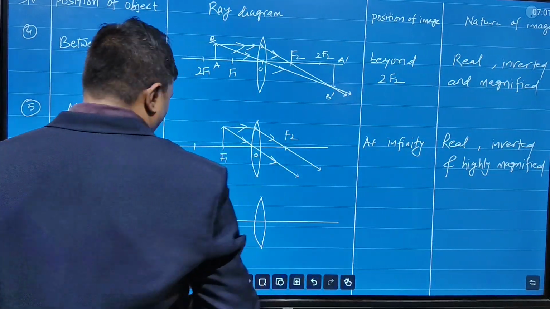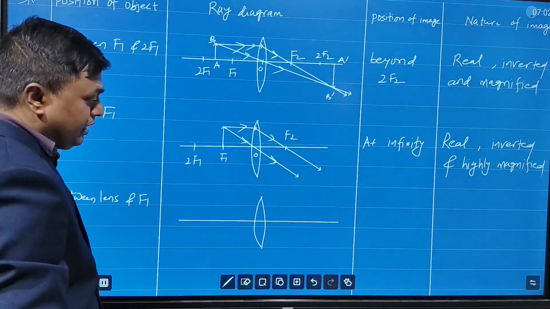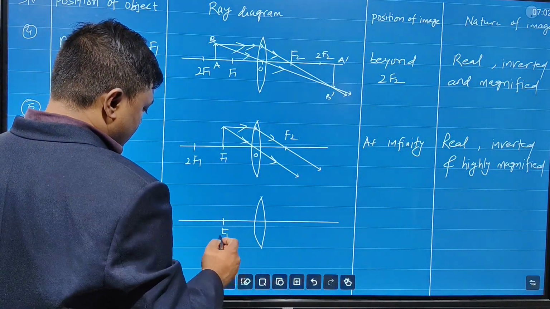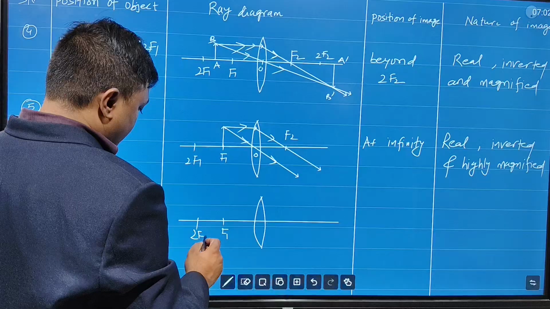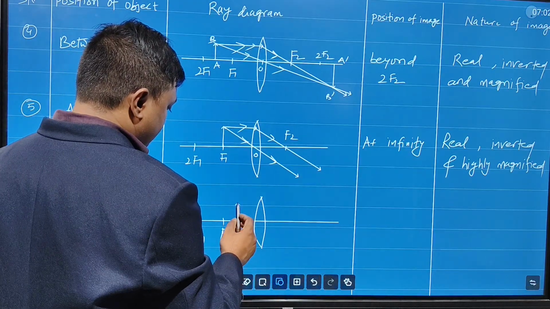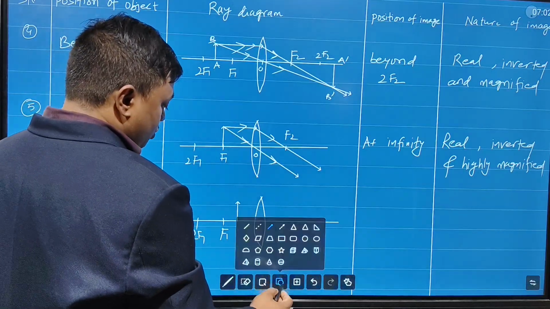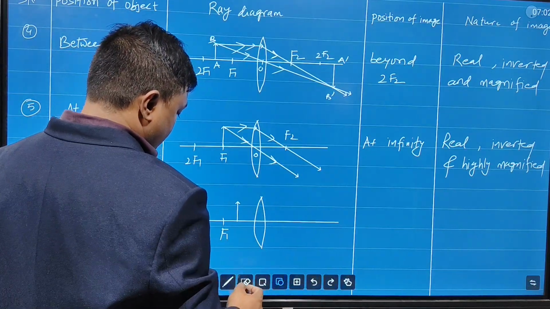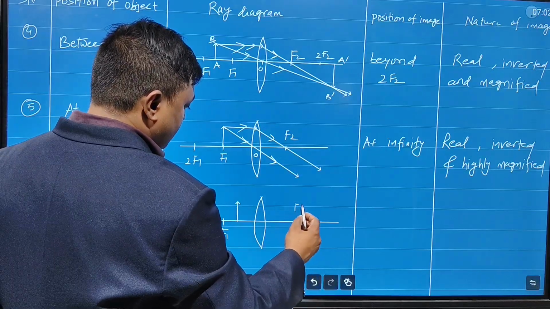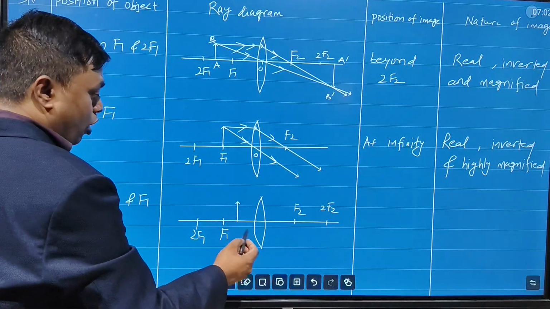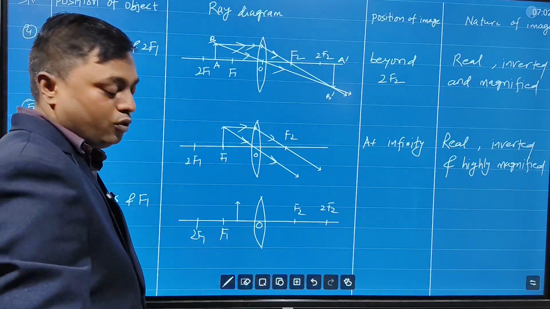Next case, when the object is between the lens and the focus. Let's take this as f1 and this as 2f1, and the object is here. This side is f2, and this is 2f2. So here the object is between the optical center and the focus.